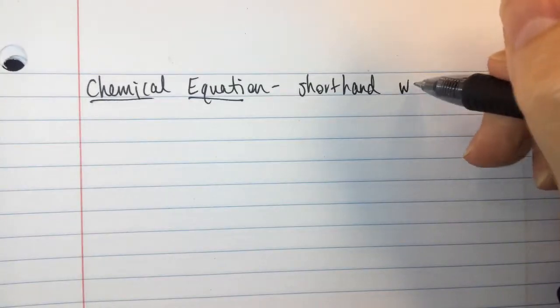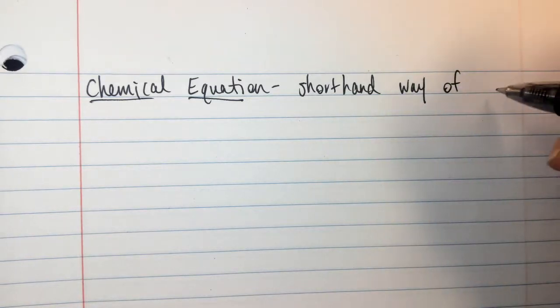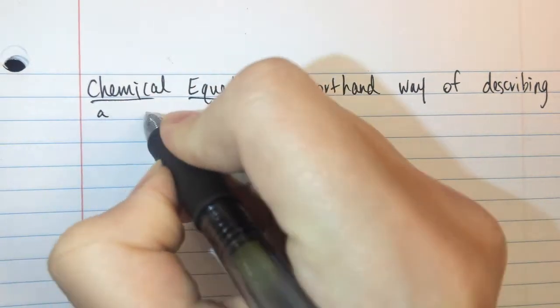is a shorthand way of describing a chemical reaction. A short way to describe a chemical reaction. This is what the equation would look like, or a sample of an equation. This is an example right here.